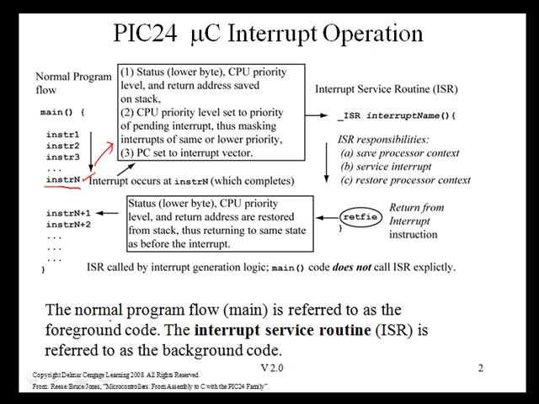We're going to refer to our normal program flow as the foreground code. In our programs, this is typically the code we're executing in our main function. The code that's executed in the interrupt service routine, we'll refer to as the background code. It's going on in the background.